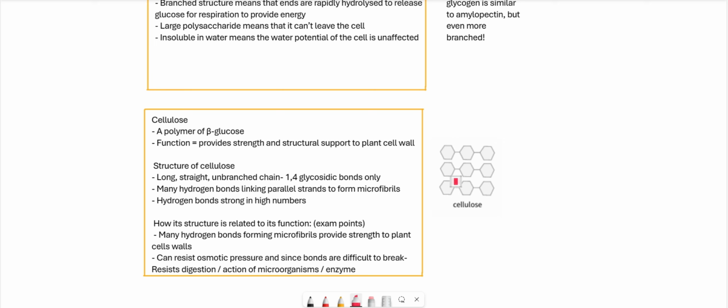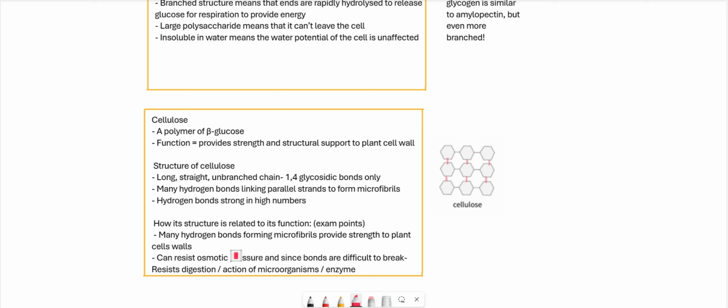The many hydrogen bonds are not visible, but for a rough understanding, they would be right here between the chains, connecting each chain. The reason they're there is to provide strength to the plant cell wall. The hydrogen bonds are strong in very high numbers, so that is very key to your understanding. So many hydrogen bonds forming microfibrils provide strength to the plant cell wall, which is the second point.